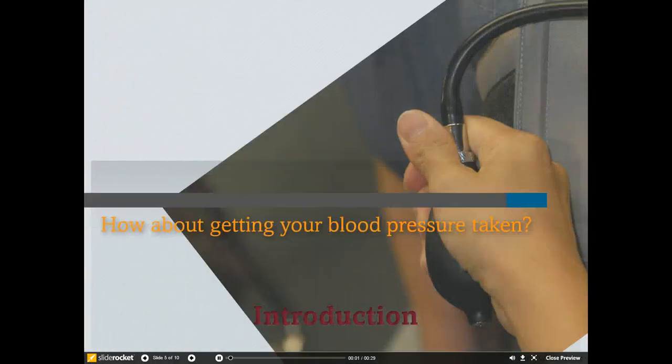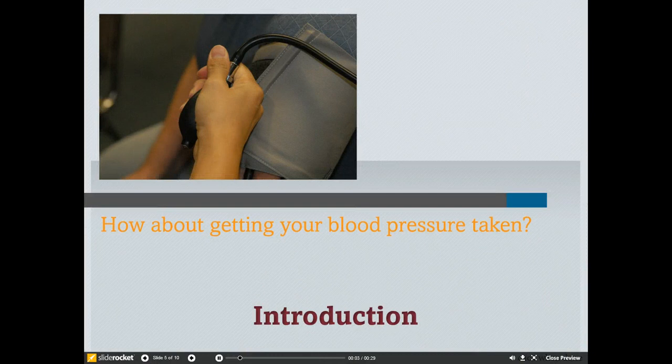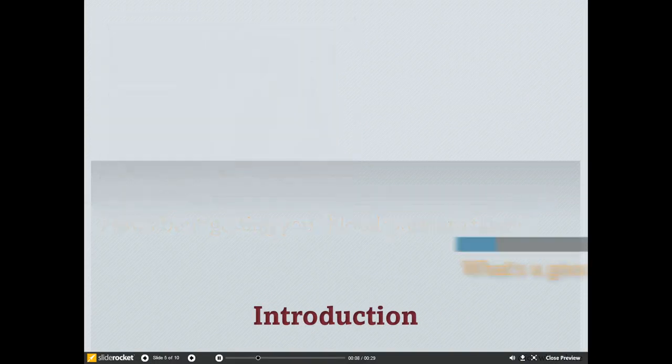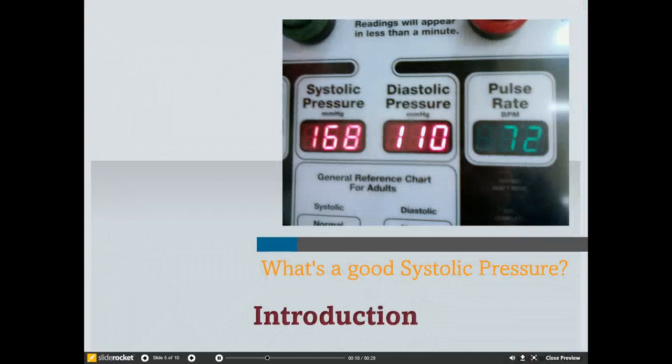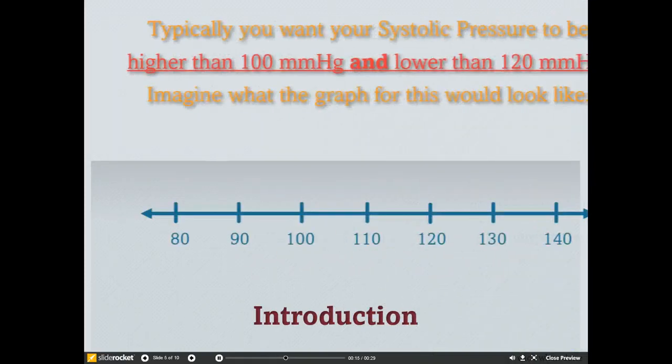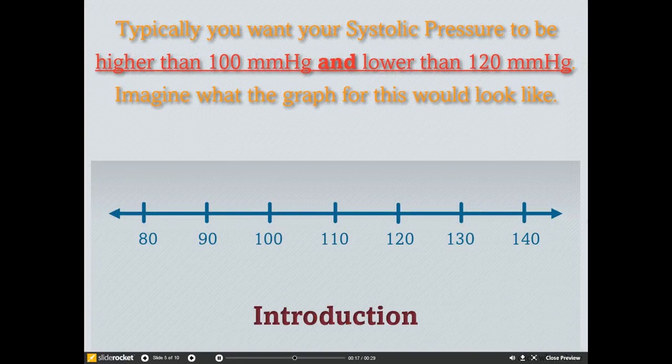How about this next situation? Going to the doctor and having your blood pressure taken. What's considered a good systolic pressure? Is this what you imagined the graph would look like?